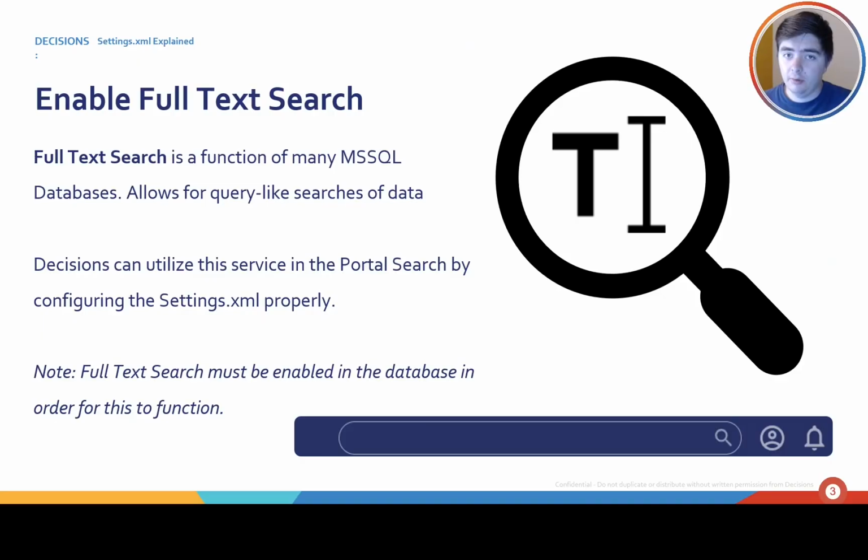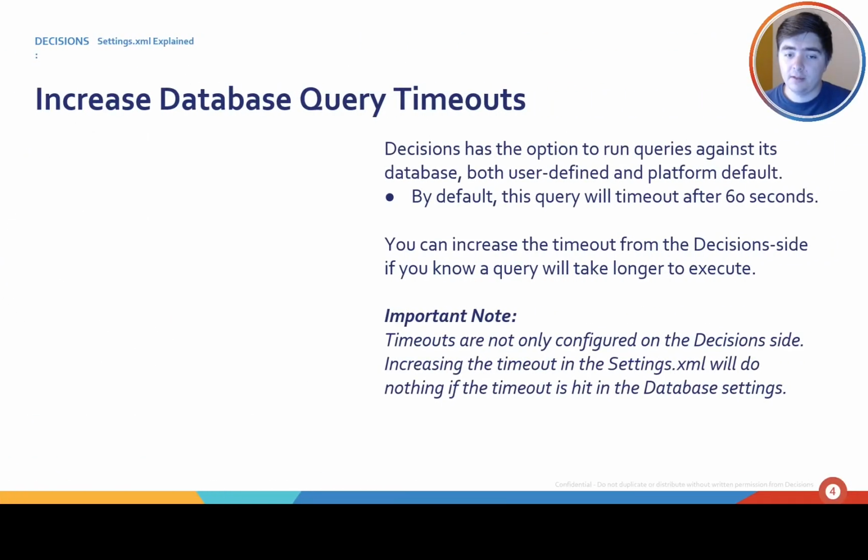But right now, we're going to move on to the next thing that you can affect with the database, and that is query timeouts. Decisions has the option to run queries against its own database, both user-defined queries and platform default queries that are automatically included when you install Decisions on a server. By default, this query timeout is 60 seconds as specified in the Settings XML.